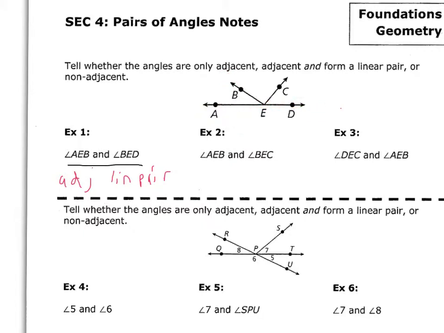Okay, let's take a look at example 2. AEB and BEC. Okay, so AEB we'll outline in blue, and we'll put BEC in red. We see that they have a common vertex, we see that they have a common side, but they do not form an opposite ray, so we know that they are just adjacent. I apologize for my handwriting. Okay, let's move on to the last one.